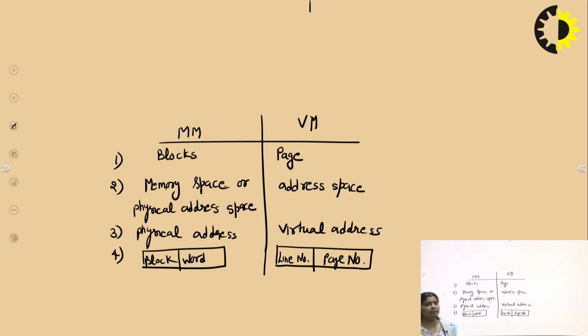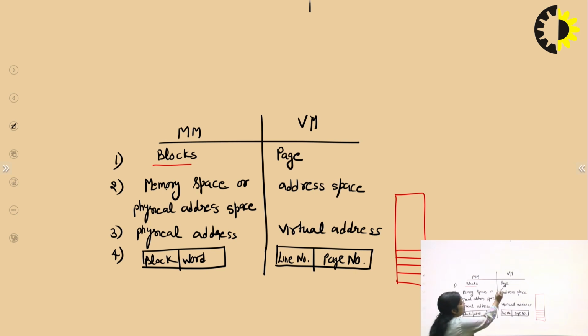As a summary point, you can see the difference between the main memory and the virtual memory. In the main memory, whatever data or information I store is kept in blocks. But in the virtual memory, these blocks are called pages. In the main memory, the total number of addresses is called the memory space or physical address space. In the virtual memory, the total number of addresses is called the address space.